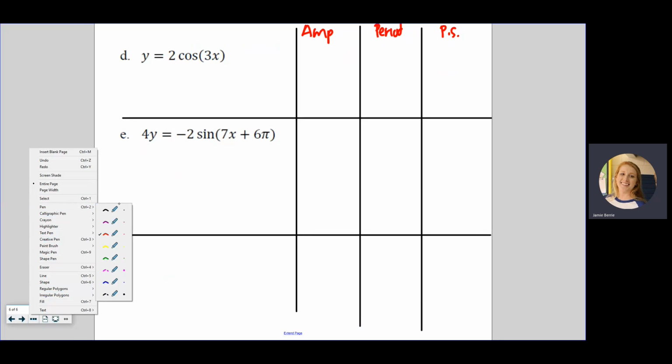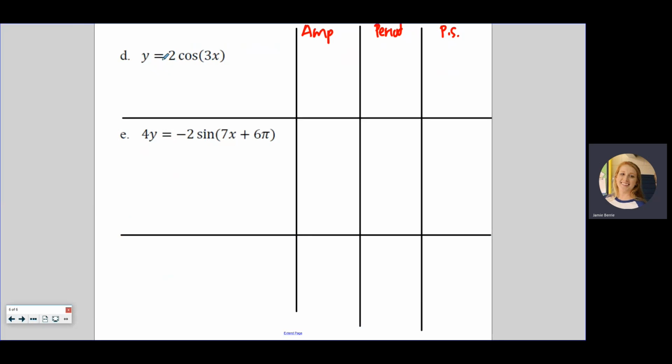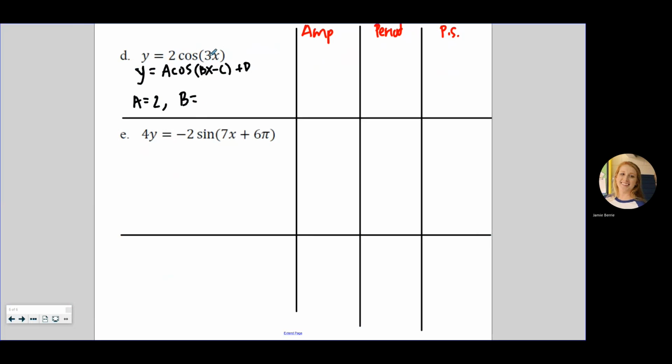Looking at part D, y equals 2 times cosine of 3x. Here is our formula: y equals a times, in this case, cosine of bx minus c plus d. What is the amplitude? What's a? A would be 2. What is b? B is the coefficient on x, so that's 3. C is 0.